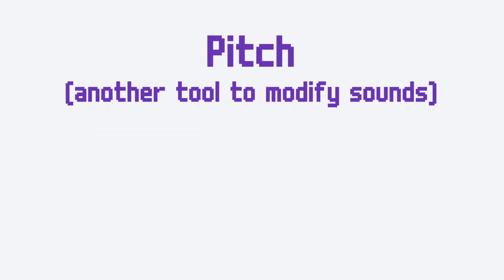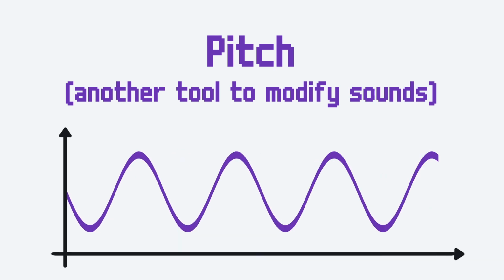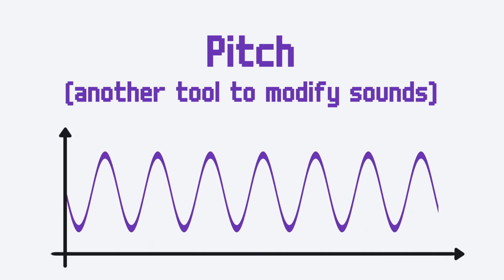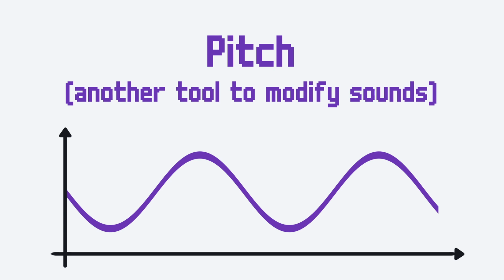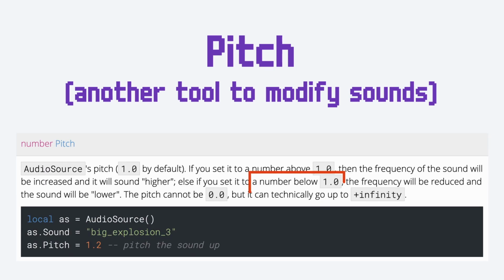The pitch is another nice way of modifying sound. It's a number that lets us change the frequency of the sound to make it higher or lower, and so it can completely transform its impact on the listener. If it's lower than 1, the resulting sound will be lower than the original, and if it's higher than 1, then the resulting sound will be higher. Note that it can never be equal to 0, but it can technically go to +infinity.